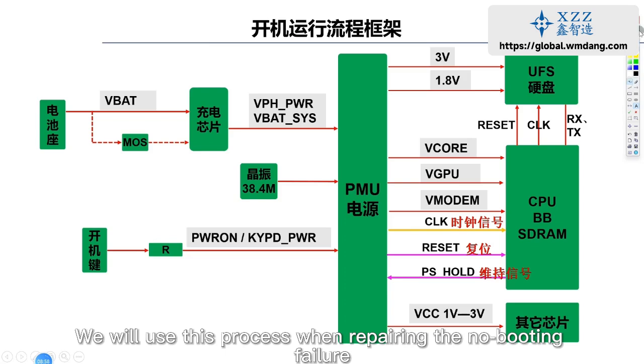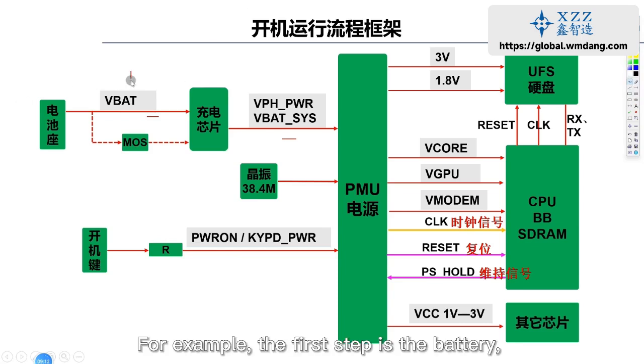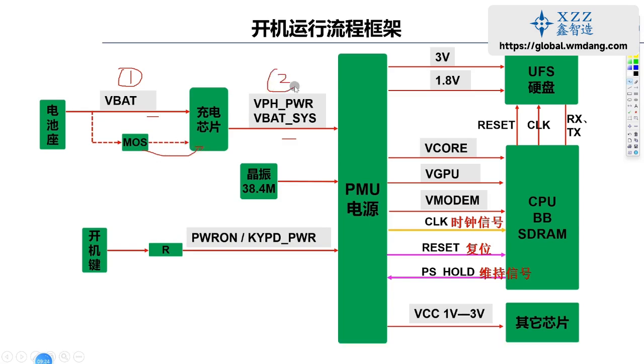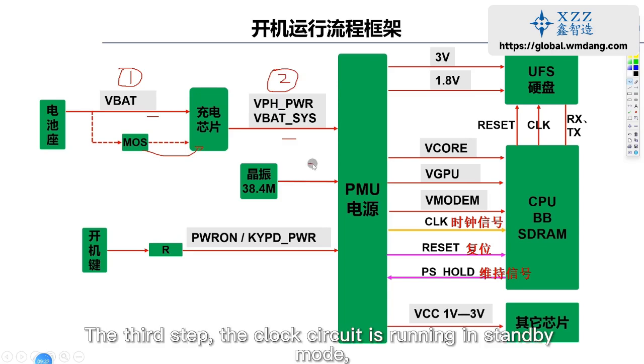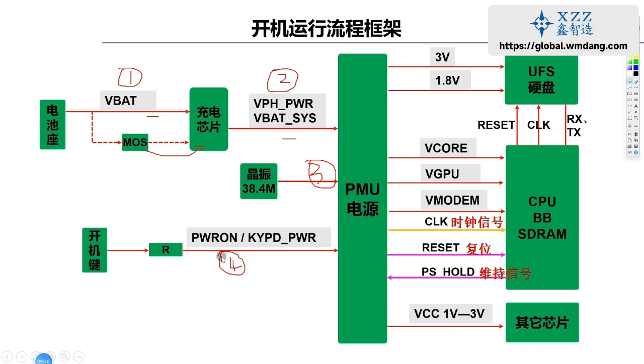We will use this process when repairing the no booting failure. As a whole, this process is sequential. For example, the first step is the battery, and the second step is charging chip. If there is no problem, it will output the main power supply. The third step, the clock circuit is running in standby mode. The power supply gives a voltage of 1.8 volts to the power on signal line.